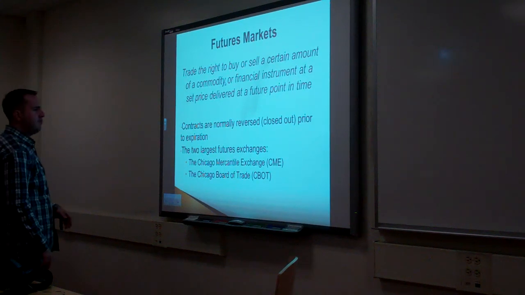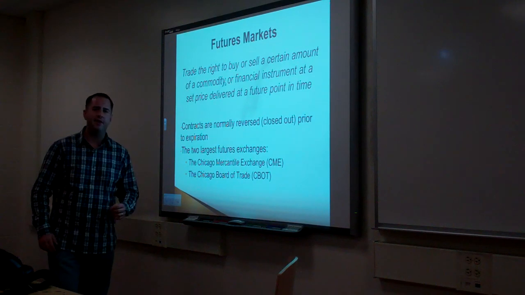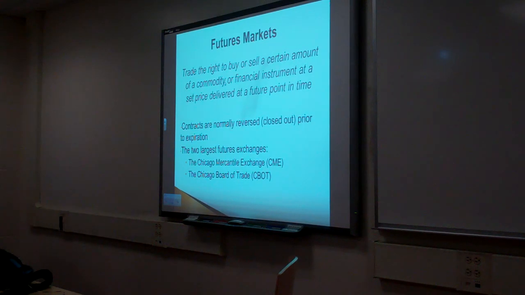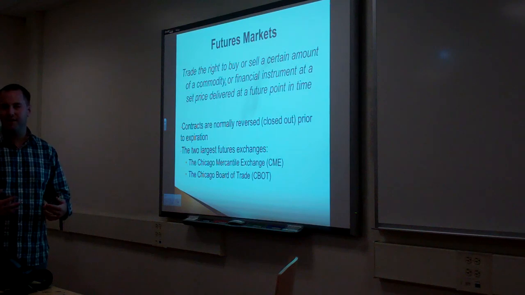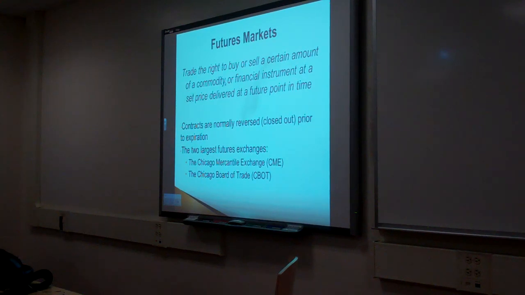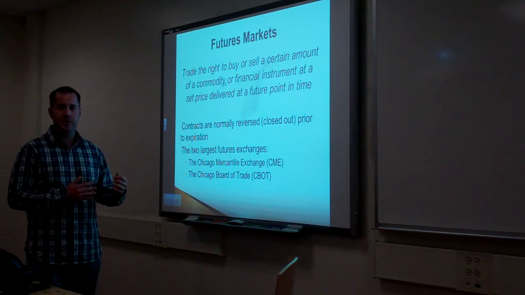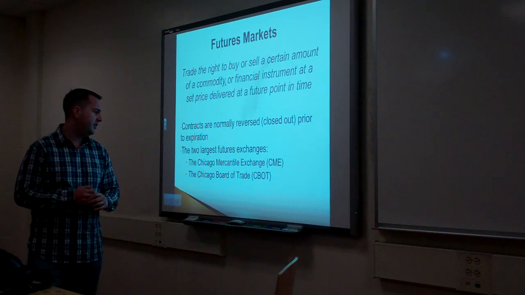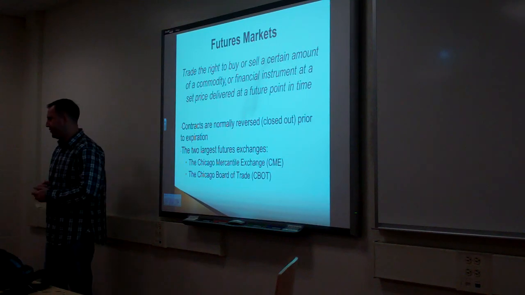Contracts are normally reversed or closed out prior to expiration. In most cases, when you're buying futures, you generally don't take delivery of the asset. If I bought orange juice futures, I could take delivery of the orange juice, right? But more likely than not, I will close out my position by entering into a reverse contract. Okay, and this is the reason why the Chicago Exchange is so relevant, because they handle the commodity futures exchanges.